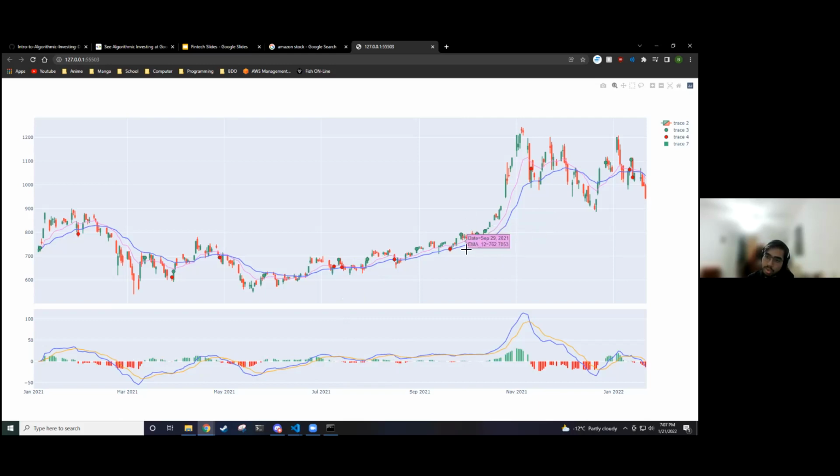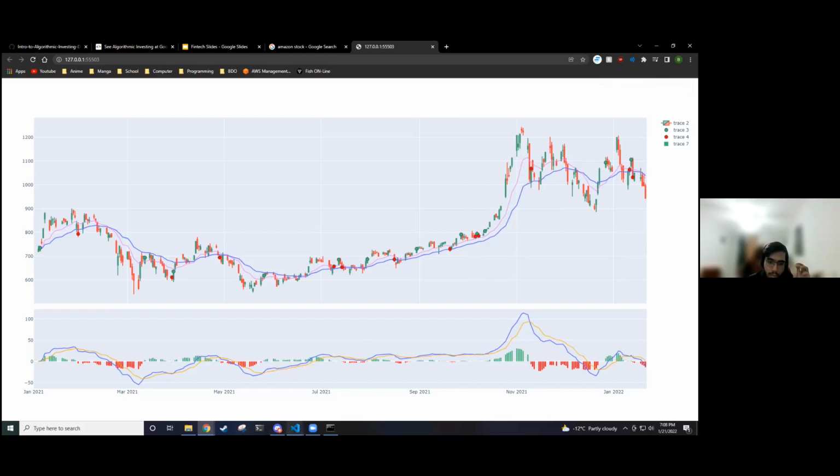But when there's dramatic actions in the market, like you can see right here, there's a crazy amount of increase, this algorithm works really well in these dramatic changes. So this one bought it on October 12th and sold it on November 10th, and you made a lot of money off that too, because there was a dramatic increase.